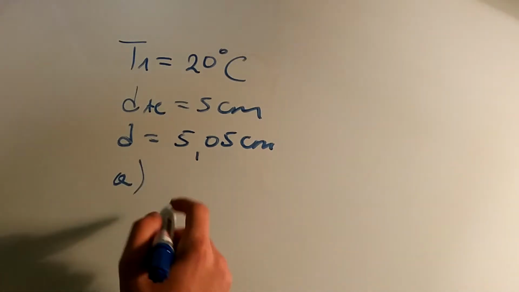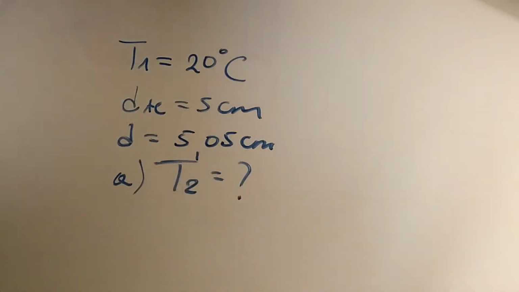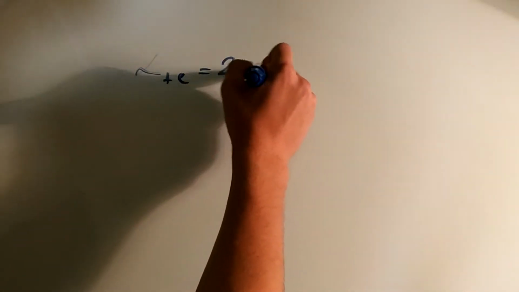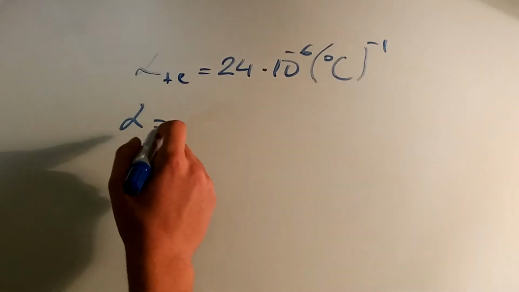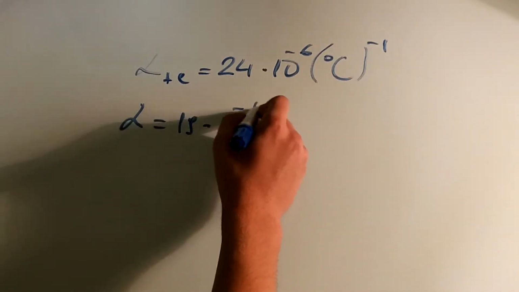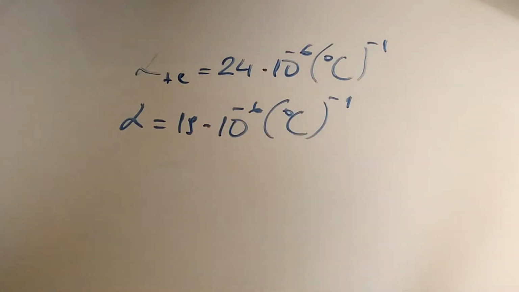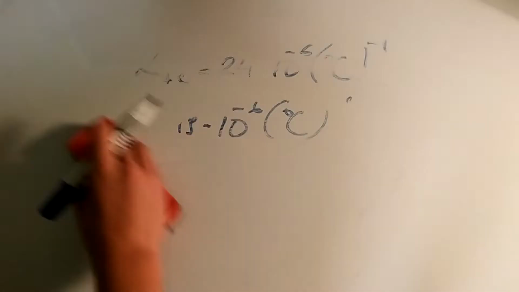Then, first, we're going to solve it under A, so we're looking for T2, which is the temperature if only the ring is heated up and the ring has to slip off the brass rod. Okay, so since we have all of these values, we can solve it. Also, the coefficient of thermal expansion of aluminium is equal to 24 times 10 to the power of minus 6 degrees Celsius to the power of minus 1, and of brass is 19 times 10 to the power of minus 6 degrees Celsius to the power of minus 1. Okay, now we can solve the problem under A.